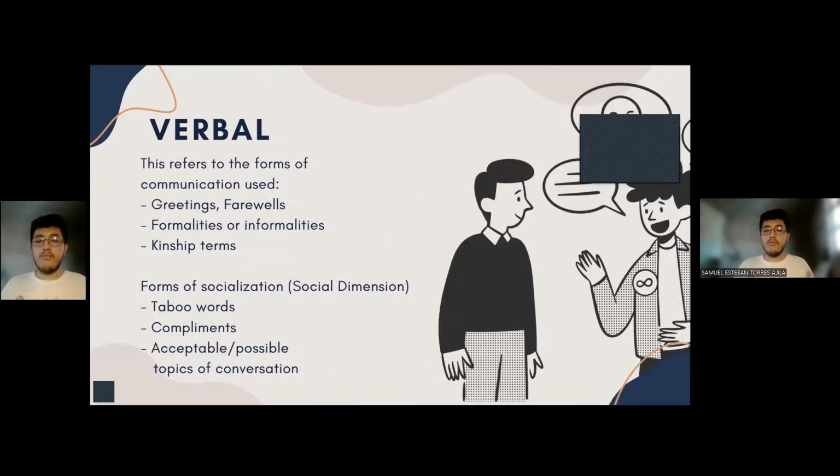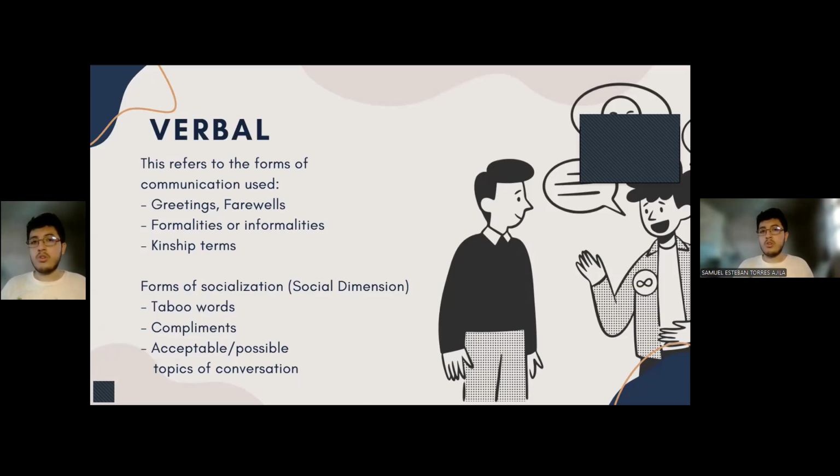It refers to the forms, to the ways we have in our language or even in our grammar in order to communicate feelings, formality, informality, or for treating others. We have greetings and farewells, like the common ones, like hello, good morning, good evening. We have formal and informal ways of treating people, referring to the same examples of the greetings and farewells.